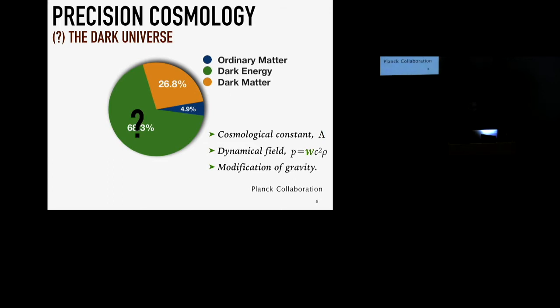Is it a cosmological constant that is making the universe expand acceleratedly? And this would be consistent, of course, with the theory of general relativity. Is it perhaps some kind of dynamical field with an equation of state parameterized here with this parameter little w that we'll see again later on? Or is it that we really need to go beyond general relativity to understand why the universe is accelerating its expansion? So-called modification of gravity that might describe the acceleration of the universe that we see today.